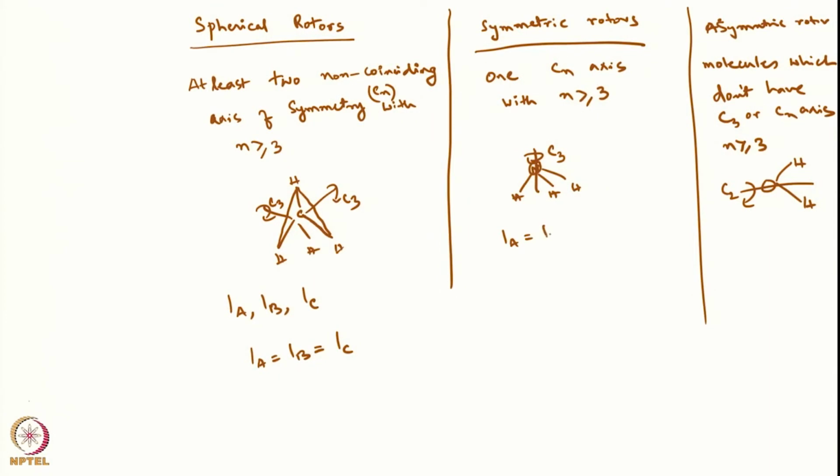Okay. But when you come to symmetric rotors, there are two possibilities: IA equals IB which is greater than IC, or the other possibility is IA is greater than IB equals IC. In this case, two of the moments of inertia are equal and the third one could either be smaller than the other two or larger than the other two. If such is the case, it is called oblate rotor and this is called prolate rotor.